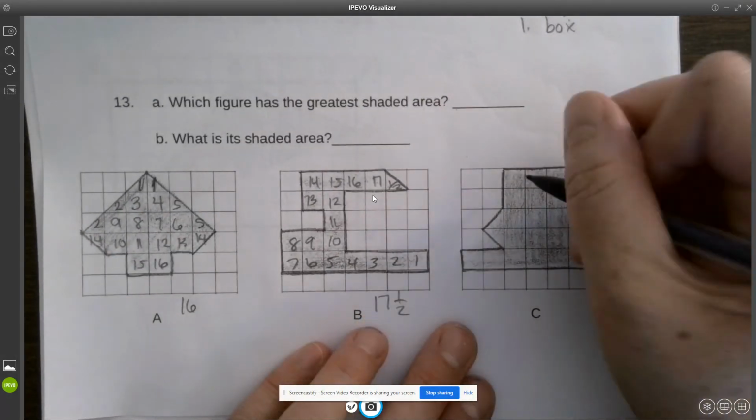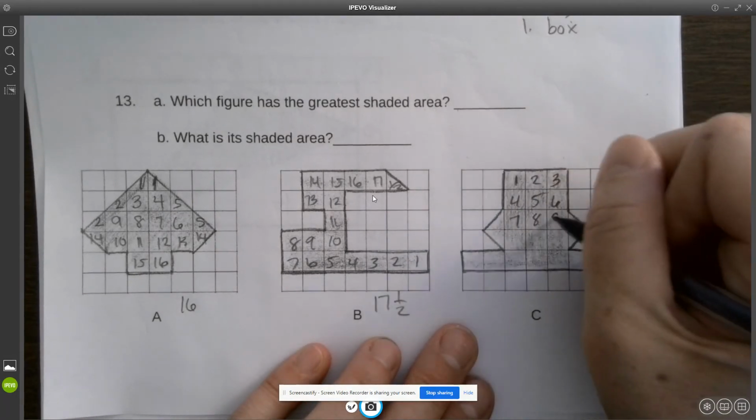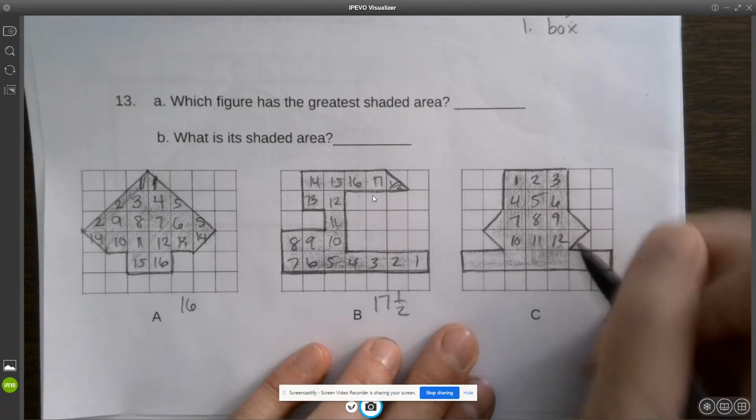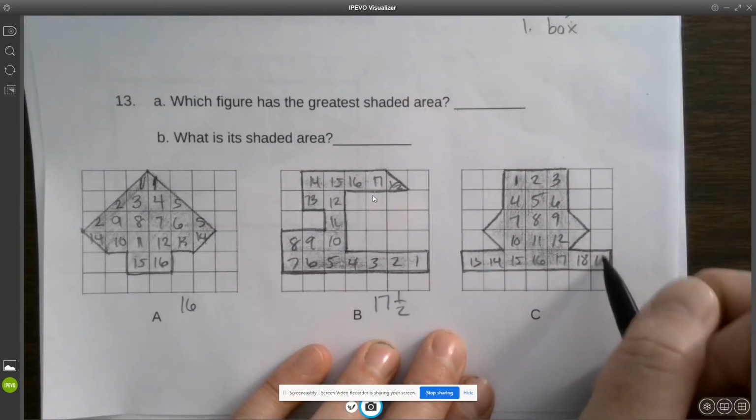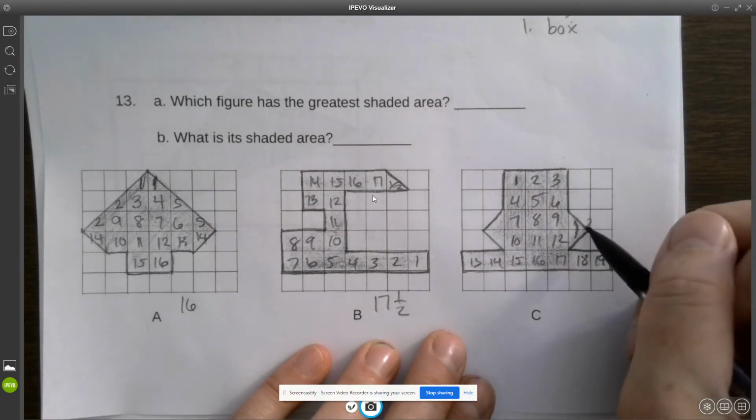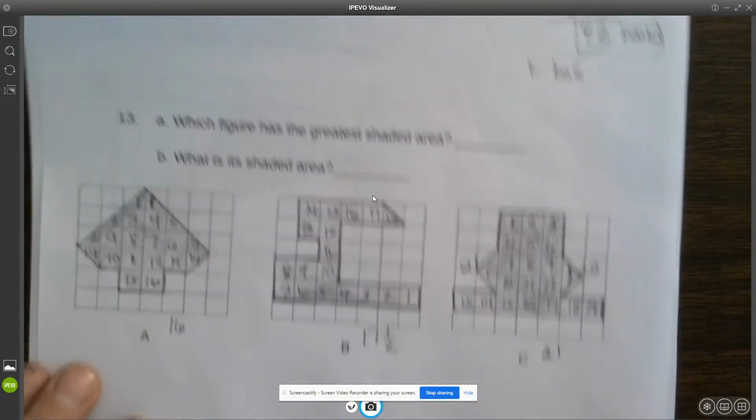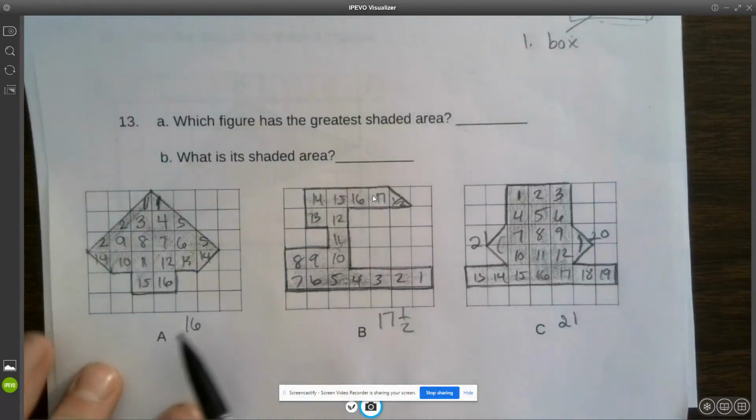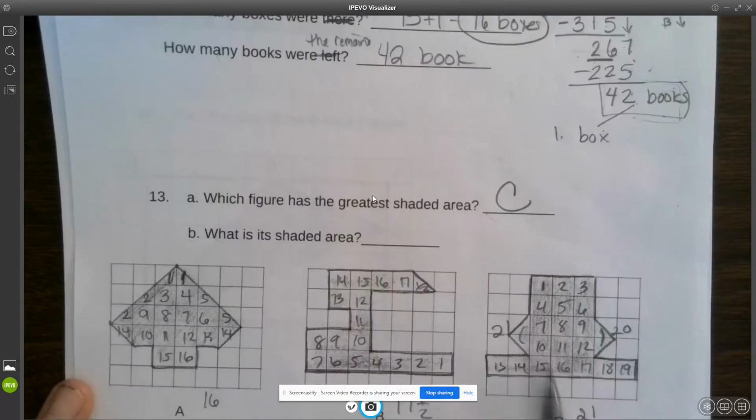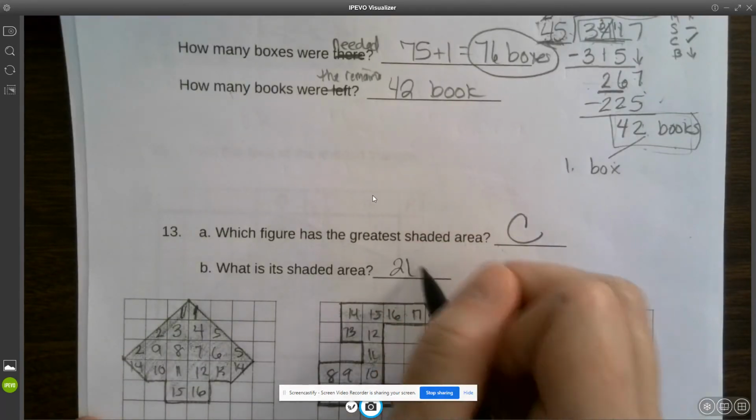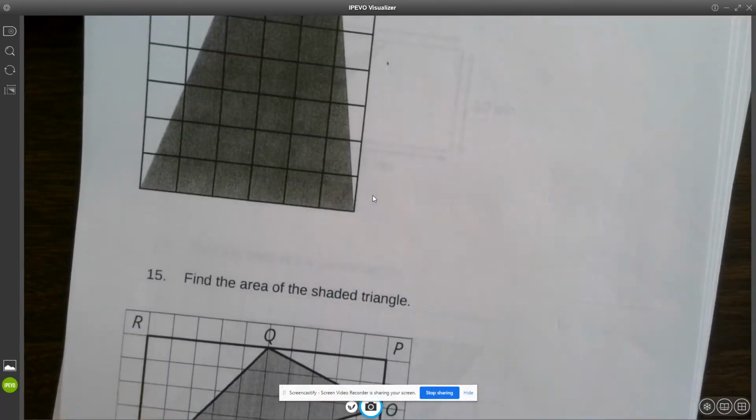Okay, now let's do this one. I'm going to do all the wholes first. So 1, 2, 3, 4, 5, 6, 7, 8, 9, 10, 11, 12, 13, 14, 15, 16, 17, 18, 19. These two would be 20. And then these two would be 21. So this one's 21. So it says, which figure has the greatest area? It would have to be figure C. And then it says, what is the shaded area? It's 21 units squared.